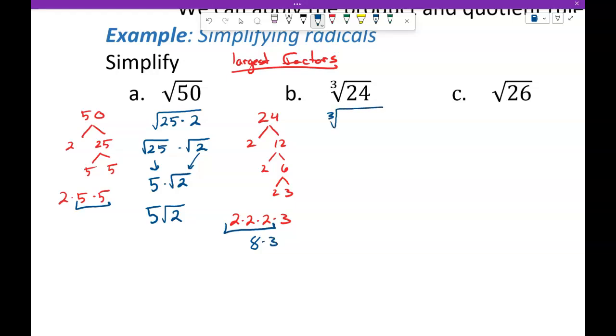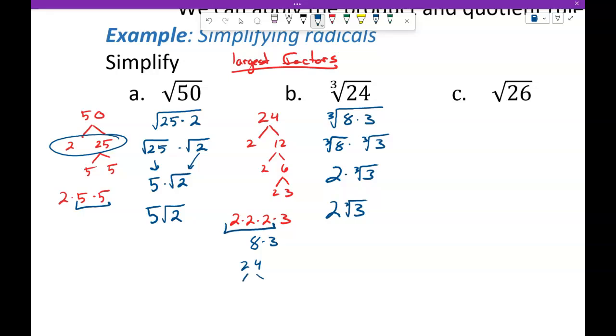So the cube root of 24 we can split into 8 times 3, the cube root of 8 times the cube root of 3, which then gives us 2 times the cube root of 3, or 2 cube root of 3 as our final answer. If you can identify the perfect square or the perfect cube factors early on in the factoring process, you don't need to do a full factor tree. But sometimes if you get stuck, a full factor tree can help.